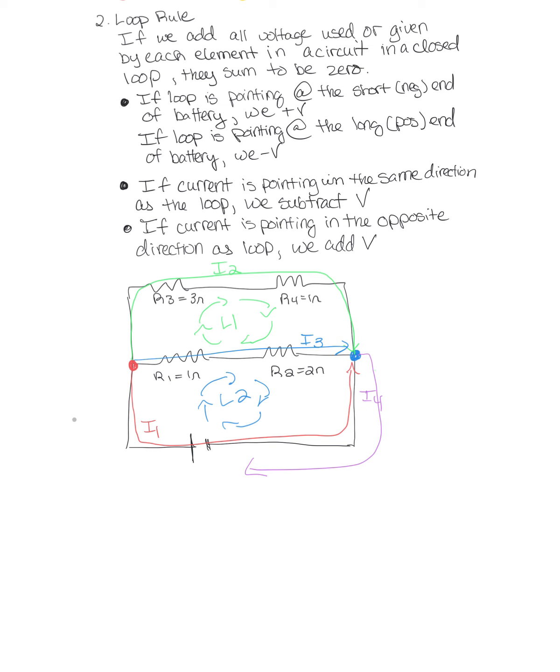So according to Kirchhoff's rule, if the loop is pointing in the same direction as the current, then it's going to be a negative voltage, or we're going to subtract the voltage. If the loop is going in the opposite direction, like down here, if it's going in the opposite direction of the current, then we would add that voltage through specific resistors or things that we come upon.